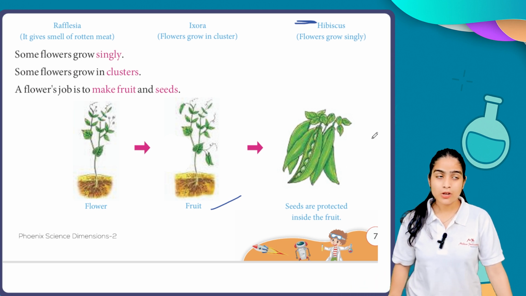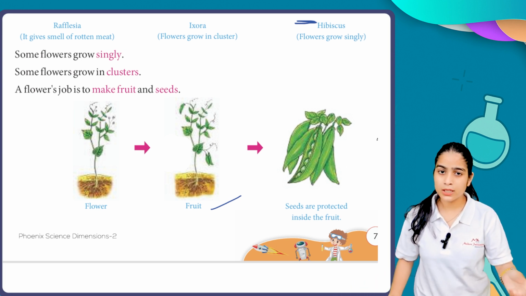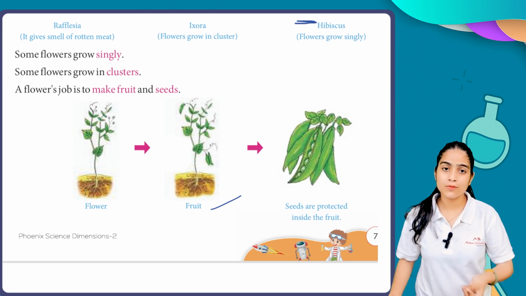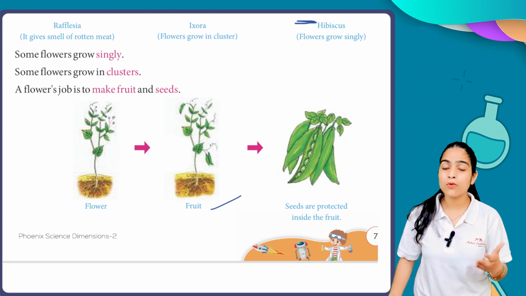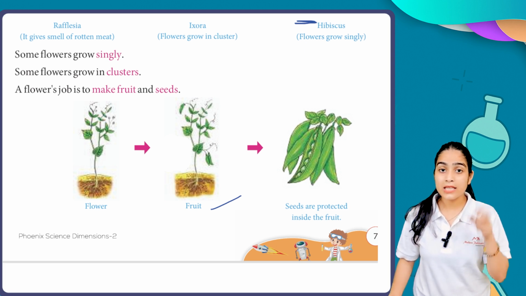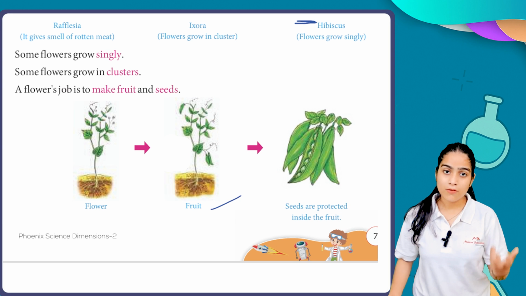Okay students, so if you see marigold, that is a very common flower which comes on pujas in our homes. So what can you do? You can check the seeds of that, so you are able to see, and then what you found is that the seeds are inside the flower which is protected by the flower's petals.